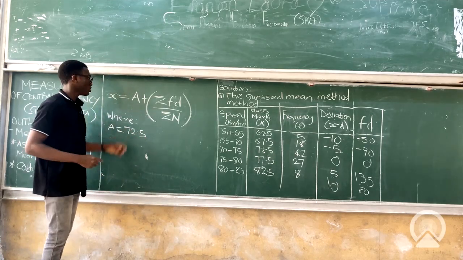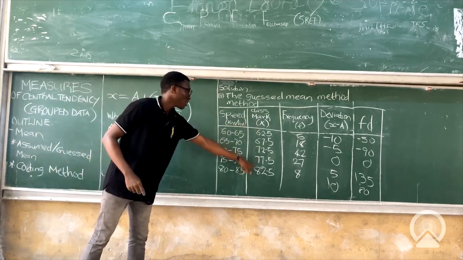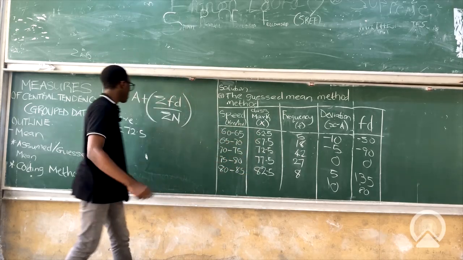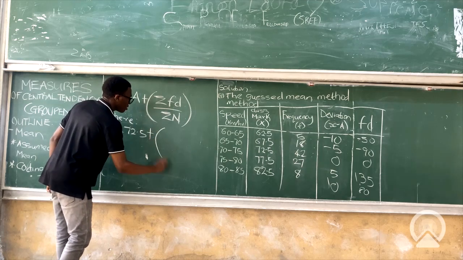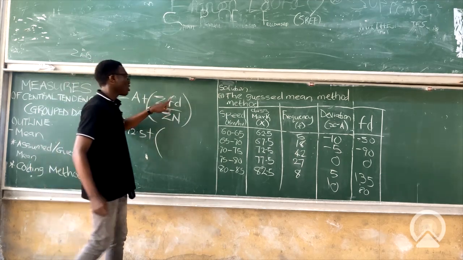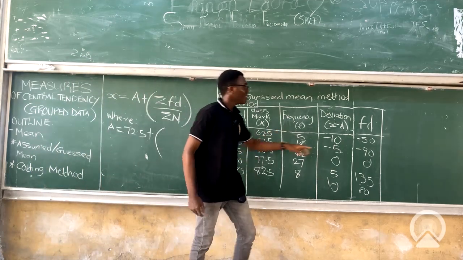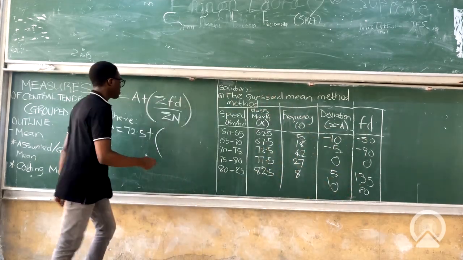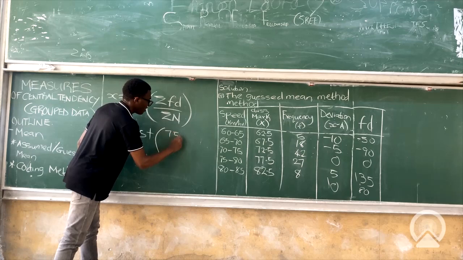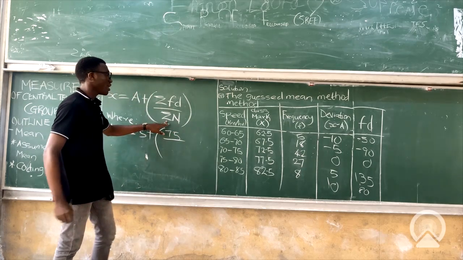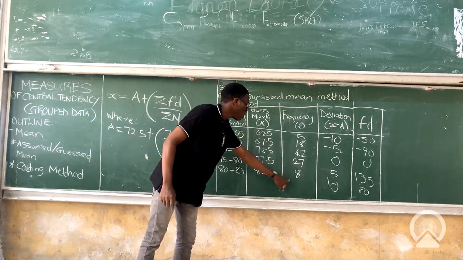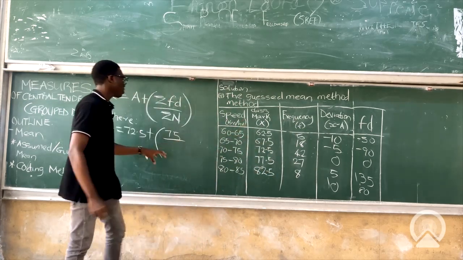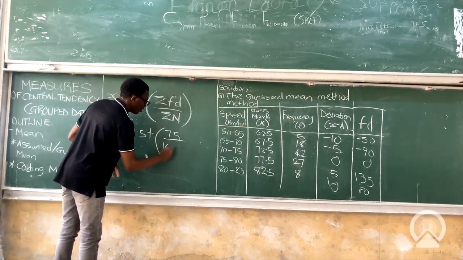For those who have forgotten, we got it by adding the class mark and dividing it by 5, which is the total number of values in the class mark, plus our summation FD is simply the addition of all the values of this column, which will give us 75. And our summation N is simply the summation of the frequency. That's the total frequency of this distribution. So we have it as 100.